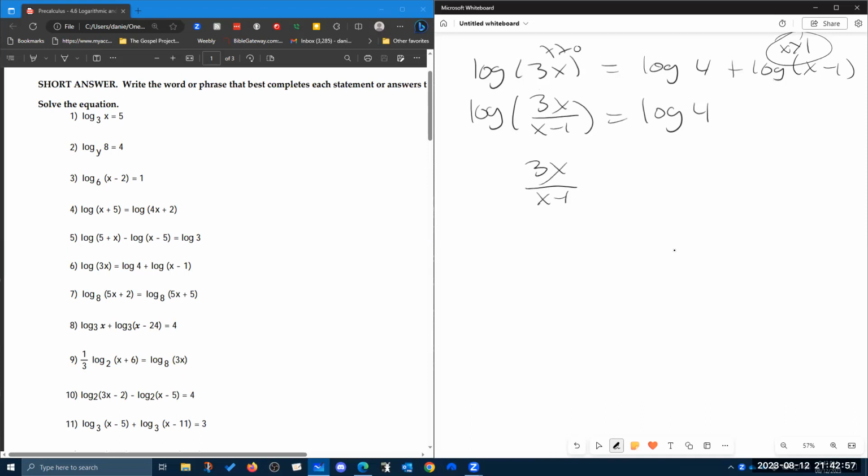3x over x minus 1 needs to be equal to 4. 3x equals 4x minus 4. Negative x equals negative 4. x equals 4. 4 is greater than 1. 3 times 4 is 12, and 4 times 3 is 12. We're in good shape.